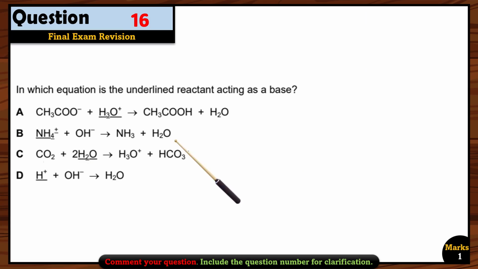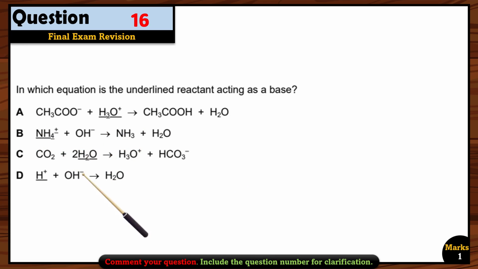Okay, let's see question number 16. In which equation is the underlined reactant acting as a base? First of all, we have here H3O+, and in the product it becomes water. So it has already donated one proton, that is a hydrogen ion. So it's not a base. Ammonium ions are converted into ammonia, so they have already donated one proton. So it is also not a base.